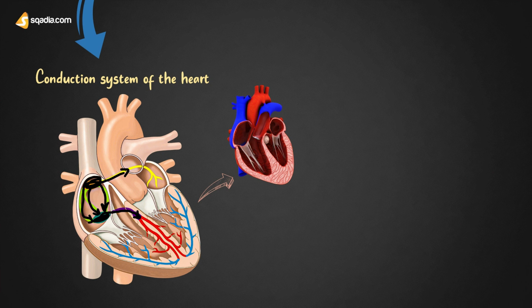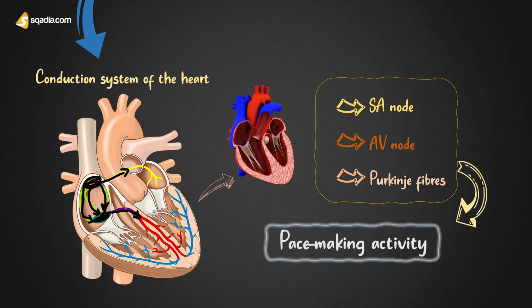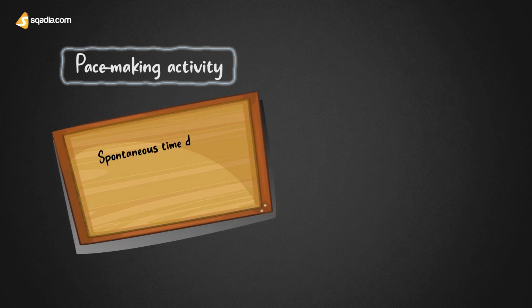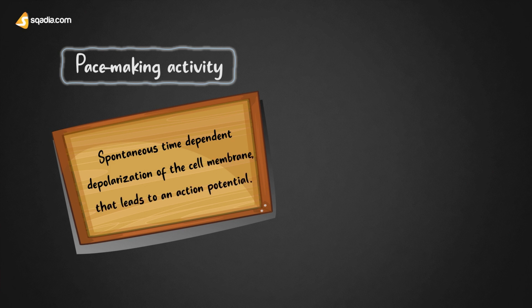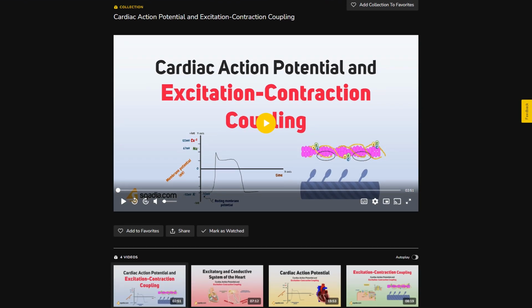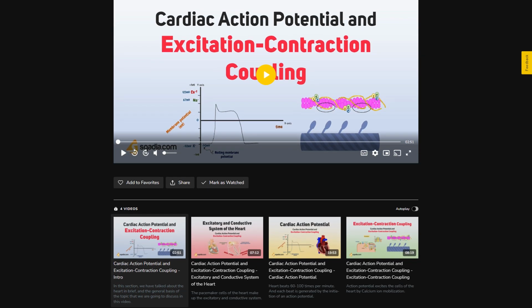Mainly, the normal heart has three intrinsic pacemaking tissues: the SA node, the AV node, and the Purkinje fibers. All these tissues have pacemaking activity, and the term pacemaker activity refers to the spontaneous time-dependent depolarization of the cell membrane that leads to an action potential in an otherwise resting cell. We explained this generation of action potential in a very detailed video under the title Cardiac Action Potential and Excitation Contraction Coupling. You can watch it for the detailed concept.